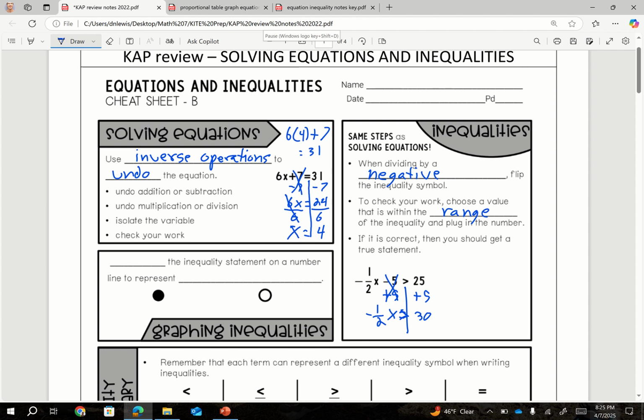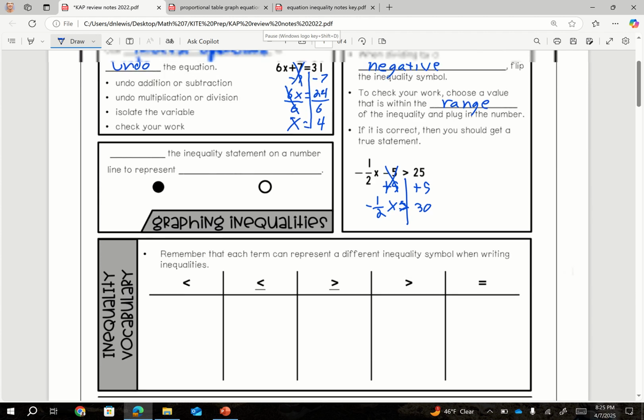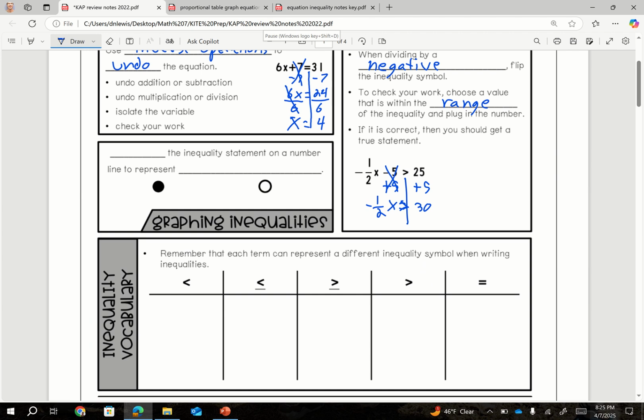Okay, so again, just like down here, I had 1/2 times x. Here I've got negative 1/2 times x. So I can flip the fraction. I'm going to multiply by negative 2/1 on both sides, because negative 2/1 times negative 1/2 just cancels out and equals 1. I am going to flip the sign because I just multiplied by a negative. 30 times negative 2 is negative 60.